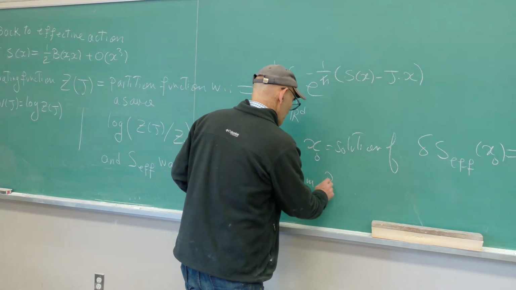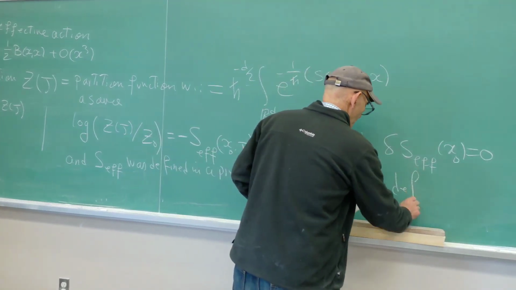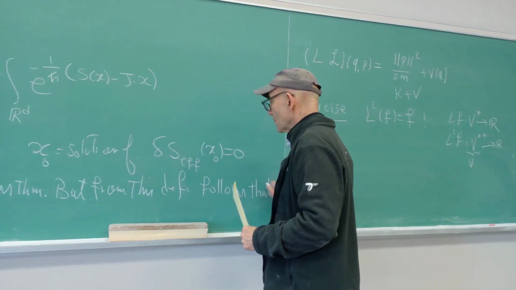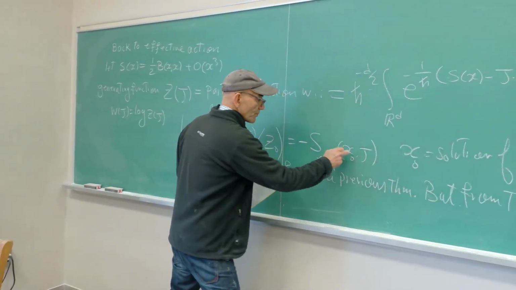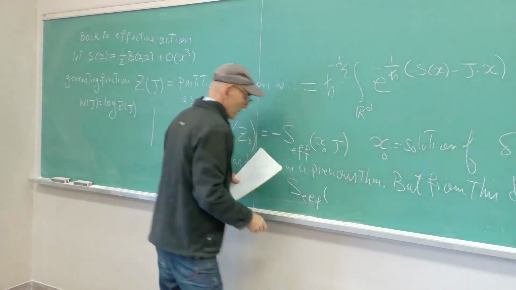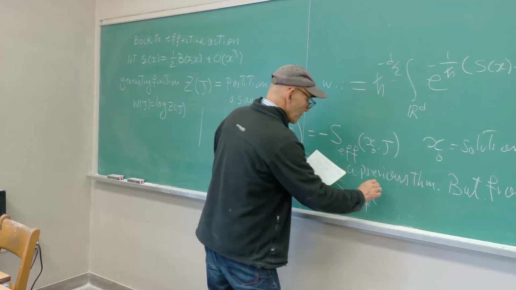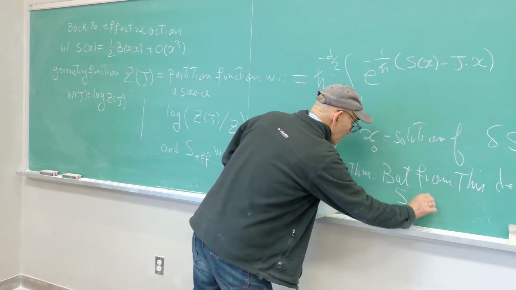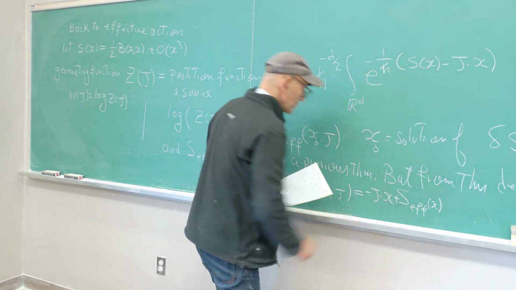So let me write it. From this definition it follows that actually, the effective action with respect to X and J, the effective action of X, J, is like calculating the original effective action and then adding simply the linear term here.